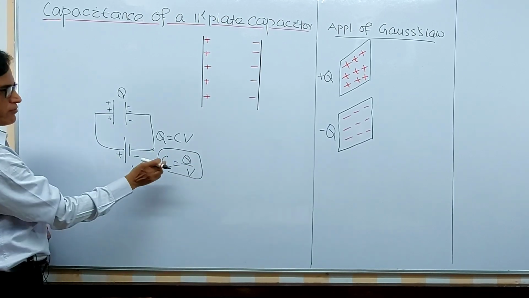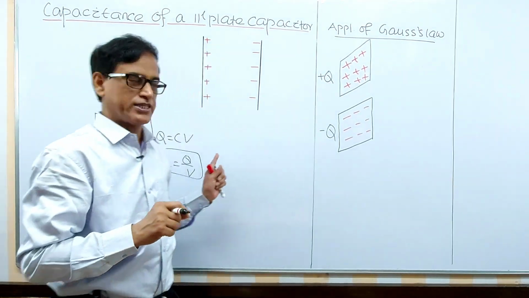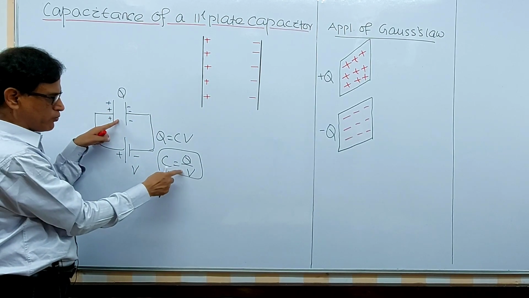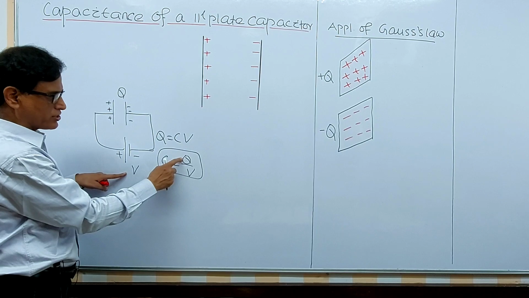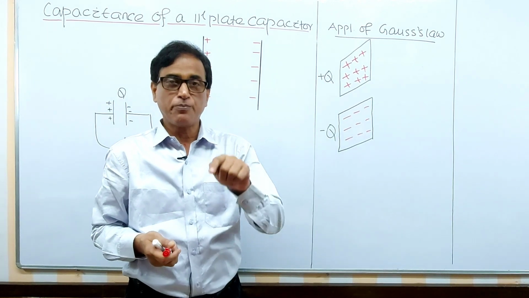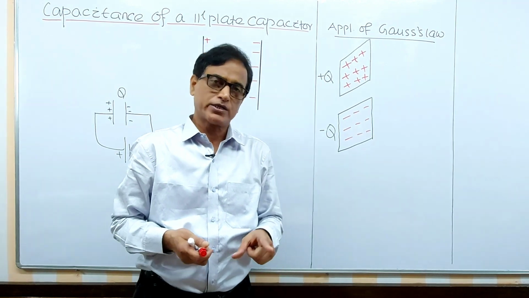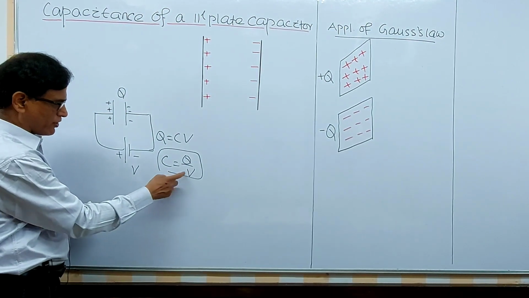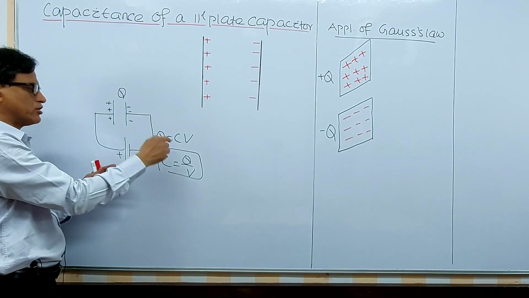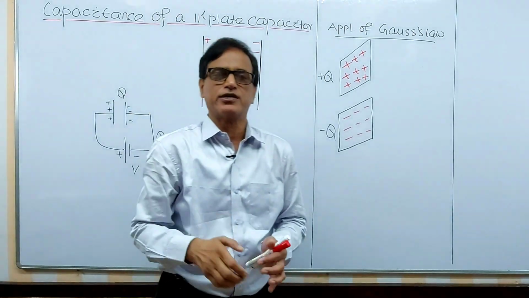In the last class we got this formula. The capacitance of a capacitor is given by Q by V. However, the capacitance of a capacitor does not depend upon the voltage applied, nor upon the charge stored on the capacitor. But this formula tells us that when you apply voltage across the capacitor and go on increasing the voltage, the charge on the capacitor goes on increasing. If the denominator increases, the numerator increases, but the capacitance remains constant.